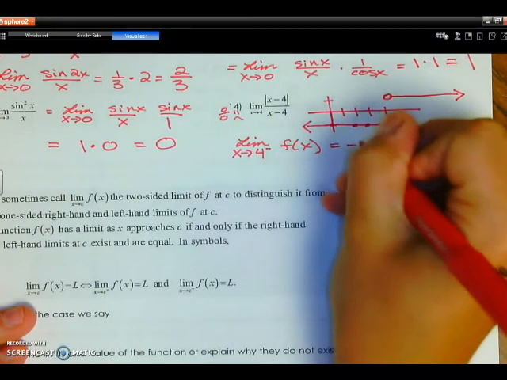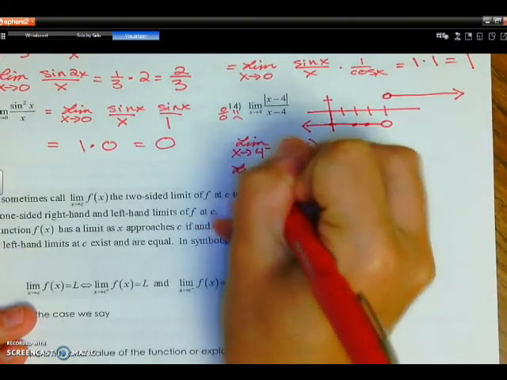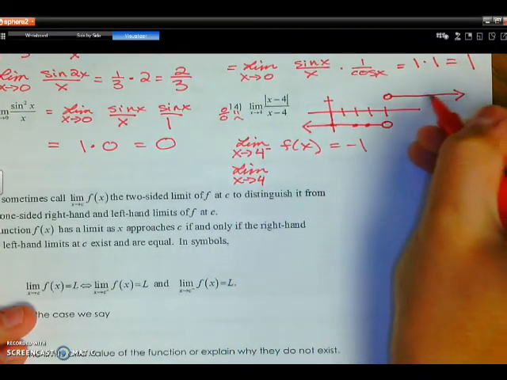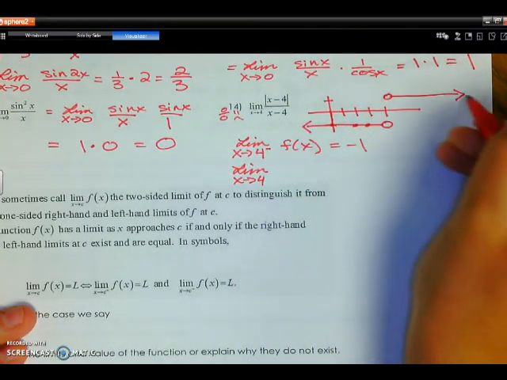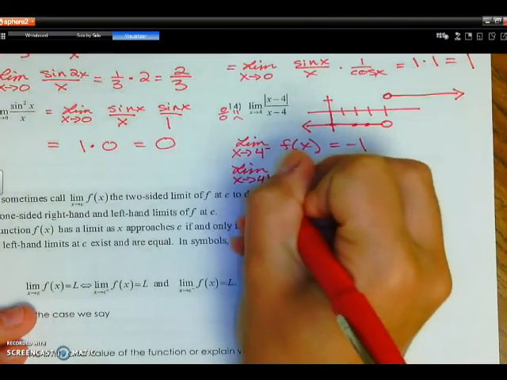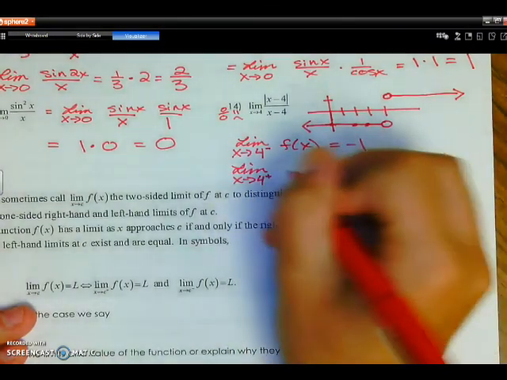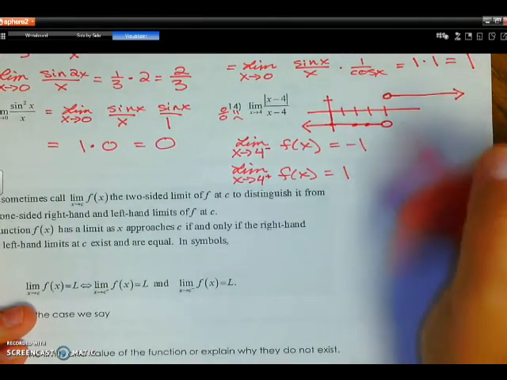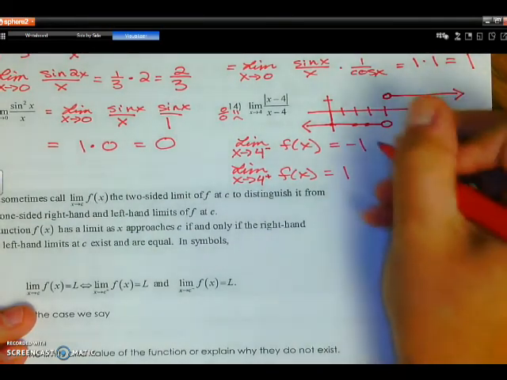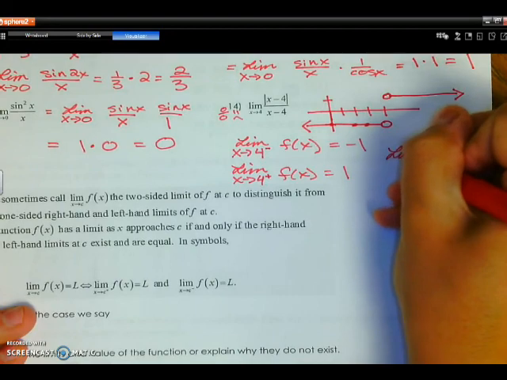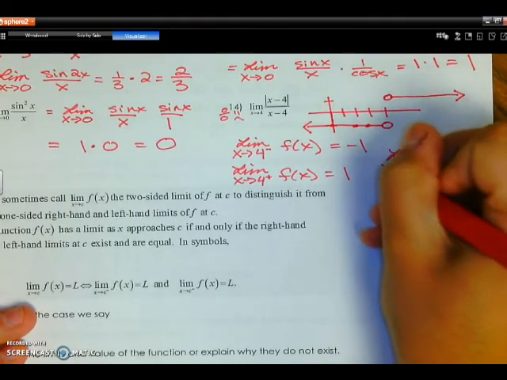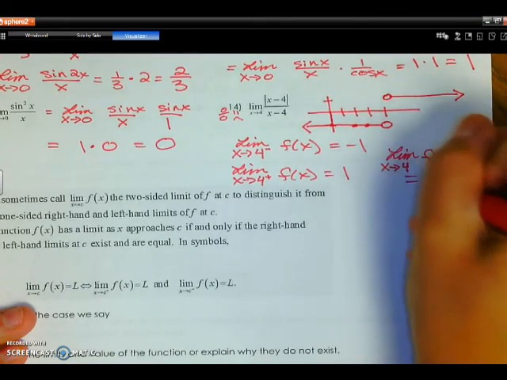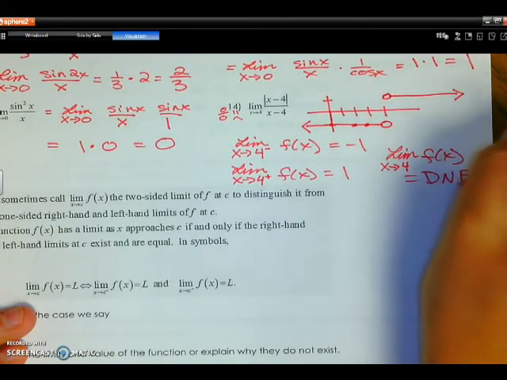That gave me a negative 1. But if I approach it coming from the other direction, something different happens. So if I approach it coming from the right, so I'm traveling left, but I'm approaching from the right, I'm going to indicate that with that little plus sign there. If I do that of my f of x, I get a positive one. Notice that these two do not match, and that is a problem. So we say here that the limit does not exist. If the limit never approaches anything, the limit does not exist. And we abbreviate that with DNE.